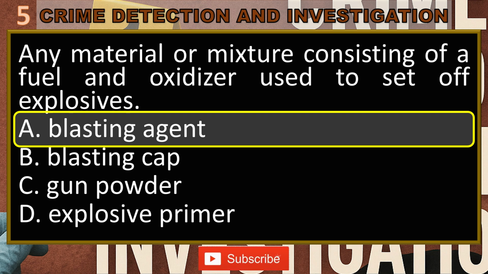D. Explosive primer. Definition: a sensitive explosive used to initiate larger, less sensitive explosives like blasting agents. Why incorrect? Like blasting caps, primers are initiators, not fuel oxidizer mixtures themselves. Final answer, A. Blasting agent.